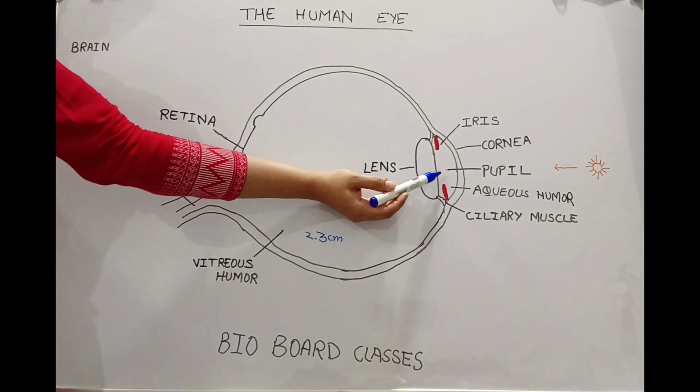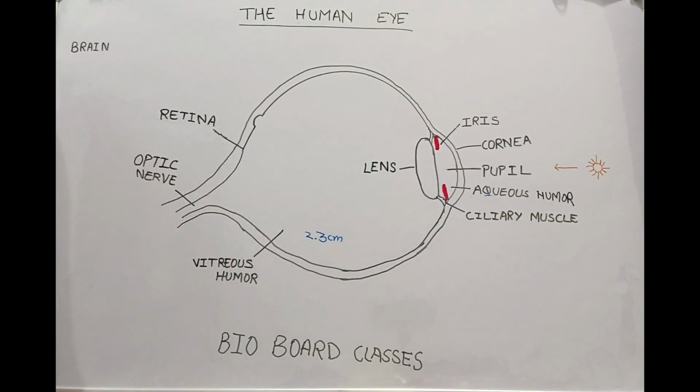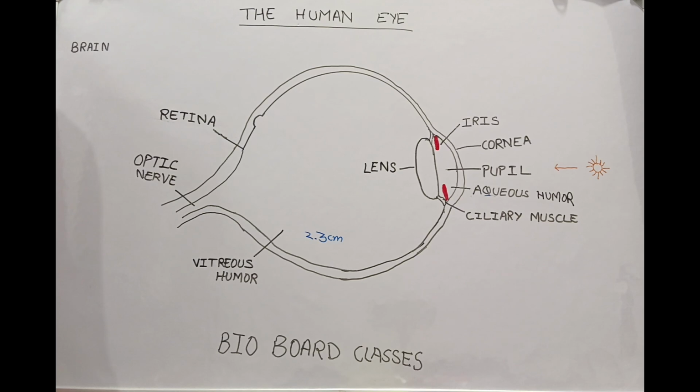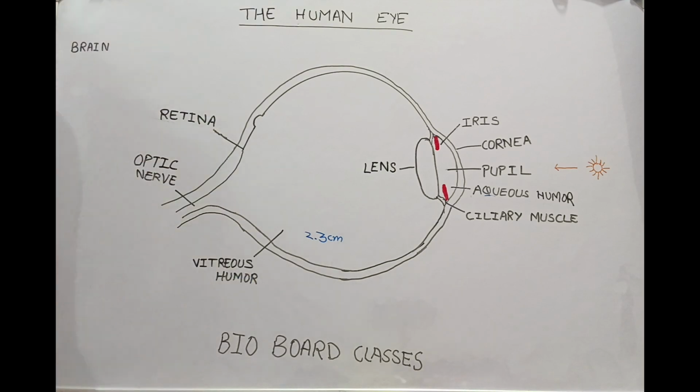After passing through the pupil, light enters the crystalline lens. This lens makes fine adjustments to focus objects clearly, whether they are near or far. The ciliary muscles are tiny muscles in the eye that help us focus on objects at different distances. They are attached to the eye lens and control its shape.